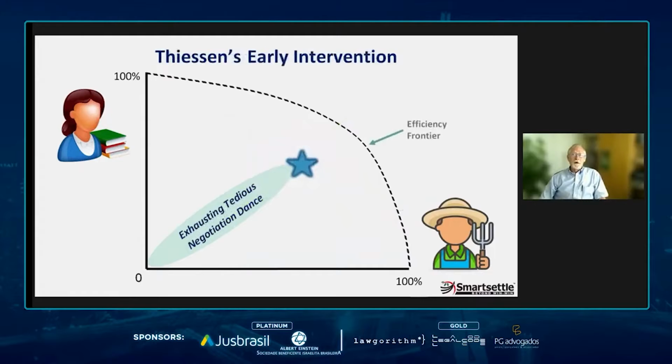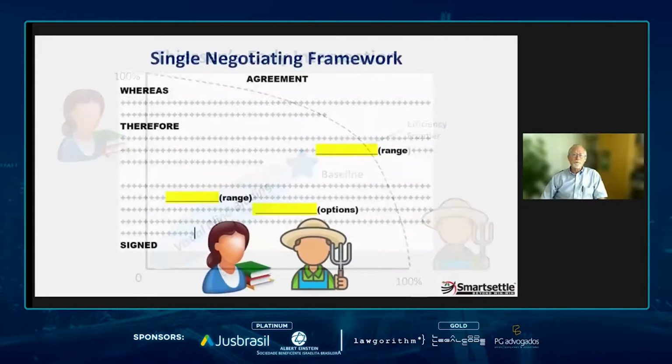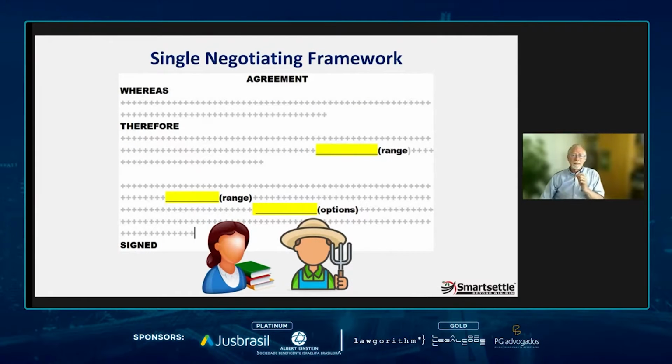Some years later, visual blind bidding was born. Visual blind bidding virtually eliminates the tedious negotiation dance that characterizes traditional negotiations. A comprehensive process first creates a single negotiating framework. This is like the final agreement, except for blanks representing the unresolved issues.